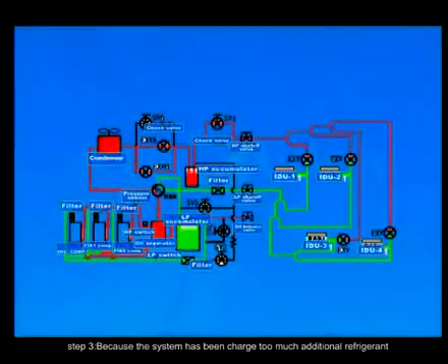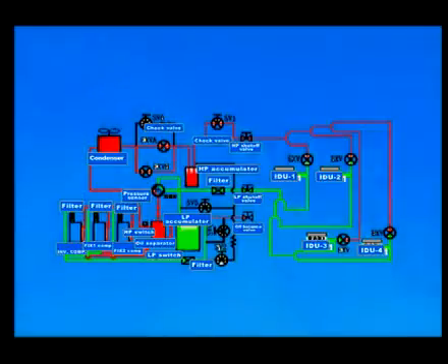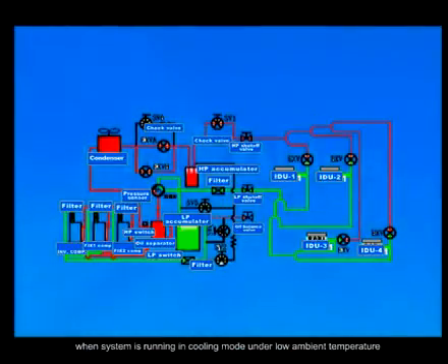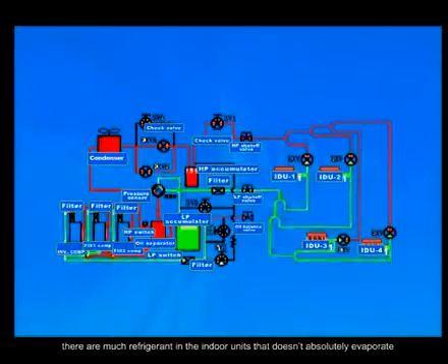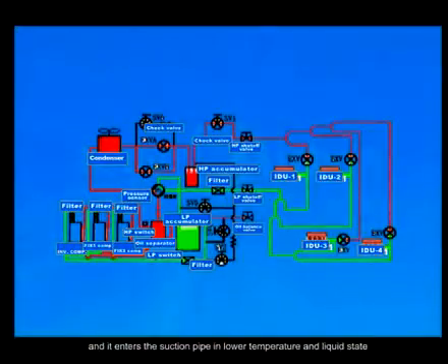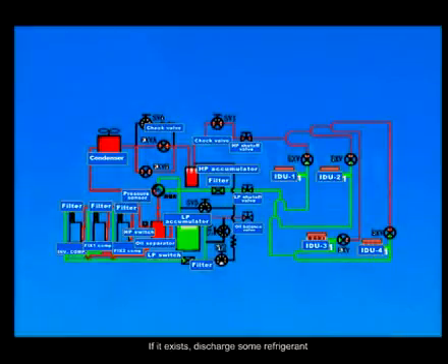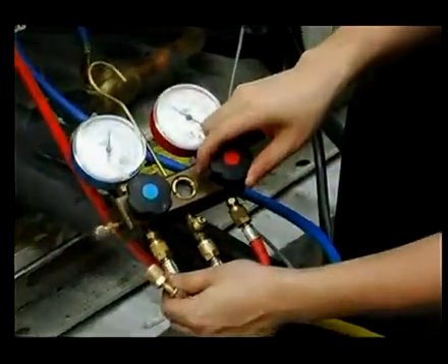Step 3. Because the system has been charged with too much additional refrigerant, when the system is running in cooling mode under low ambient temperature, there is much refrigerant in the indoor units that doesn't completely evaporate, and it enters the suction pipe at a lower temperature and in liquid state. If this exists, discharge some refrigerant.